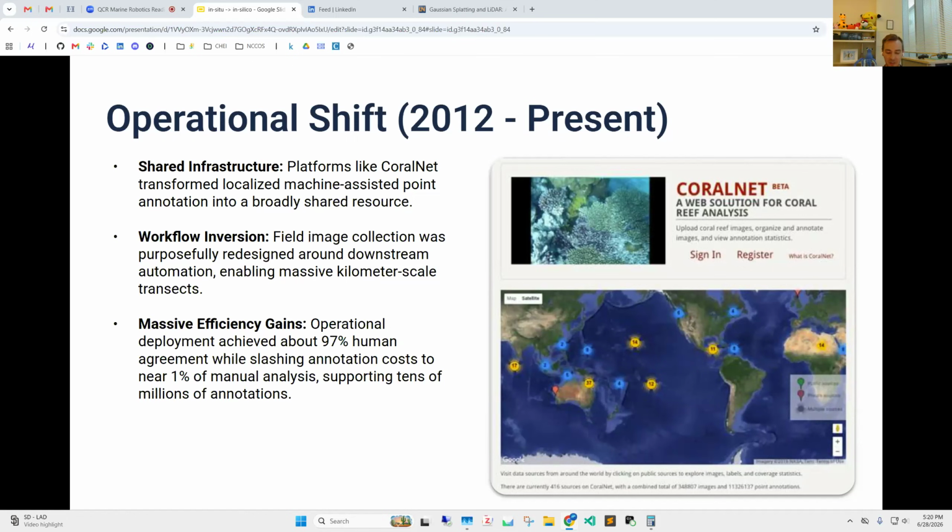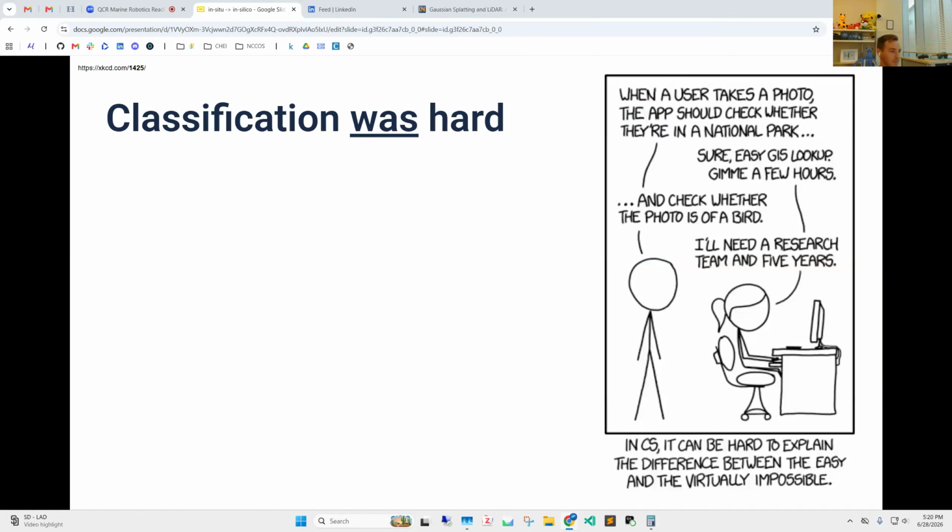creating huge, massive kilometer scale data sets. Which was kind of interesting. So that's another thing to keep in mind. If you produce something that is so useful, you might actually change how folks collect their data.